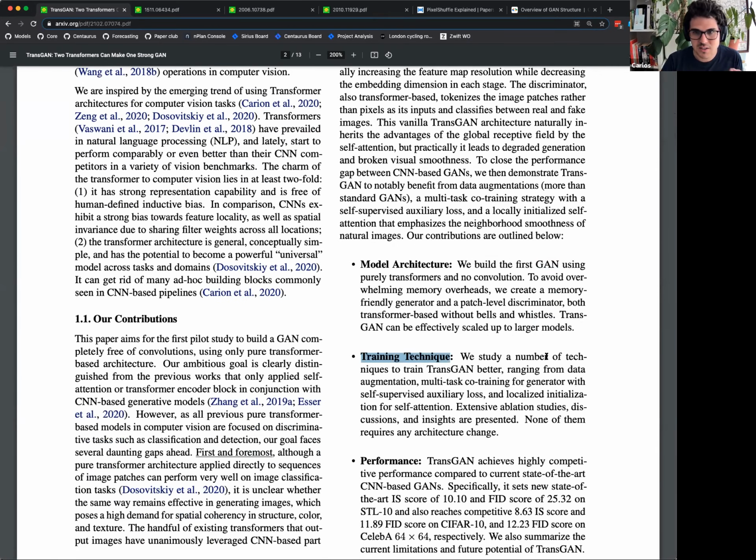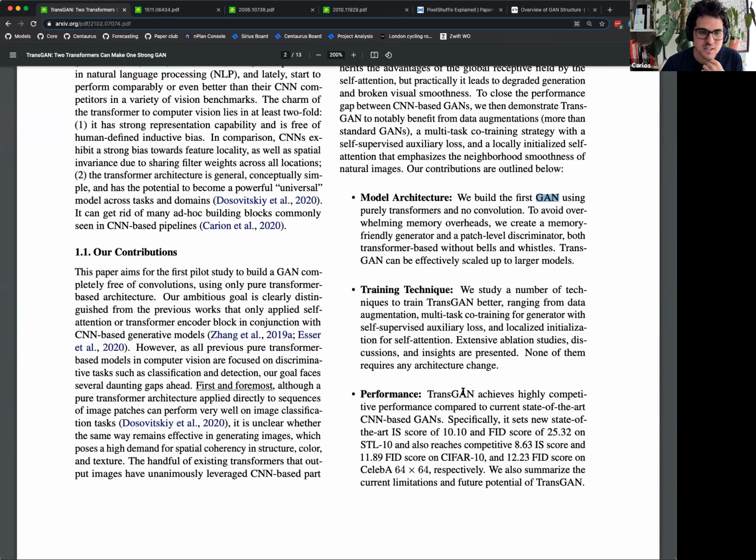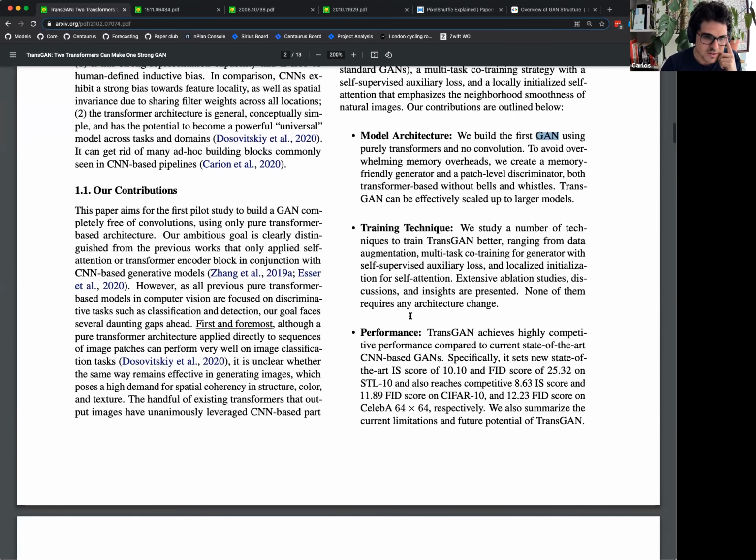The training technique that they developed is completely new. Well, not completely new. They kind of recycle several different strategies that are used for GANs, but they build a new pipeline that is suitable for training transformers for these GAN tasks. And they also take advantage of the large amounts of data that are available to increase the state of the art in some data sets, not in all data sets.